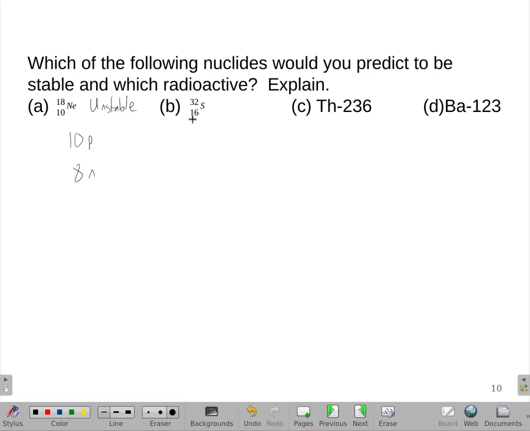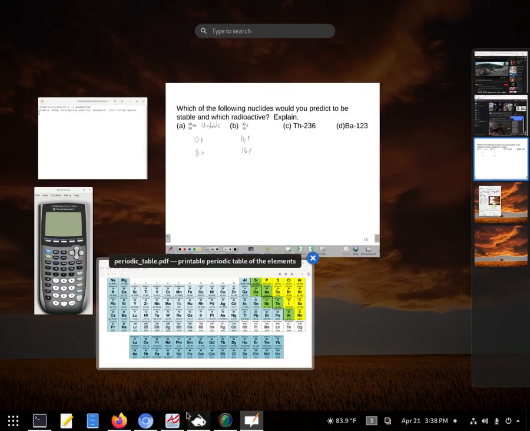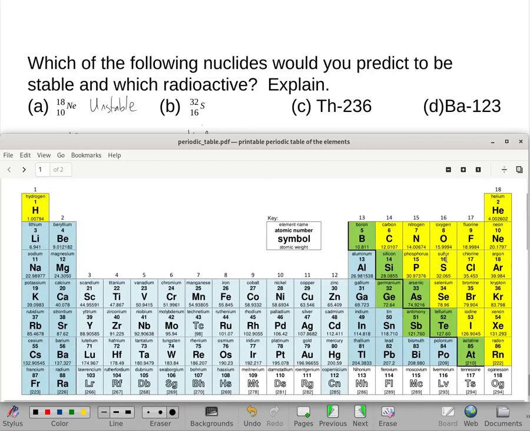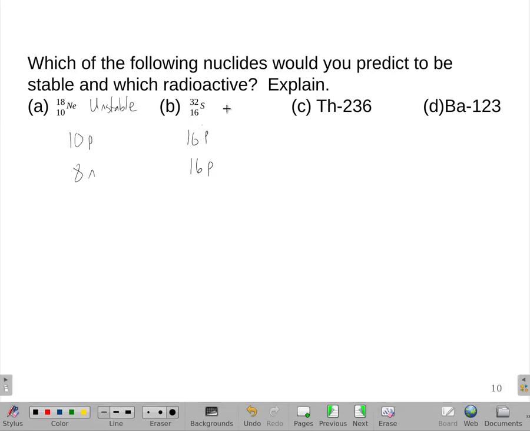Alright, the next one, sulfur-16: 16 protons, 16 neutrons. It's a 1-to-1. It is a smaller atom, smaller in size, smaller in atomic number, so it's likely it could be 1-to-1. And when we're in doubt, what we do to tell for sure is we look at the periodic table. The average sulfur likes to be right around 32. Going along with this, we'd predict this to be stable.